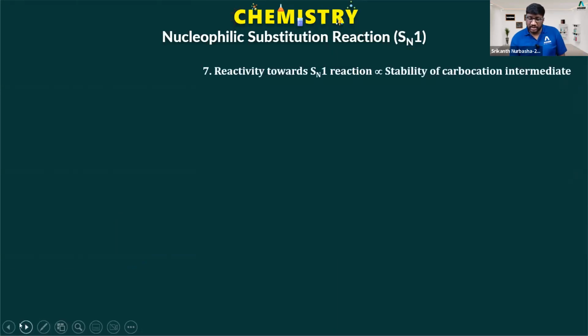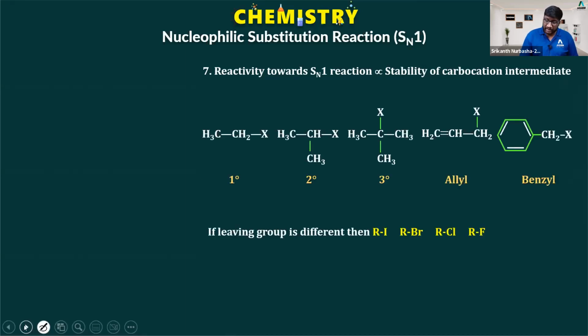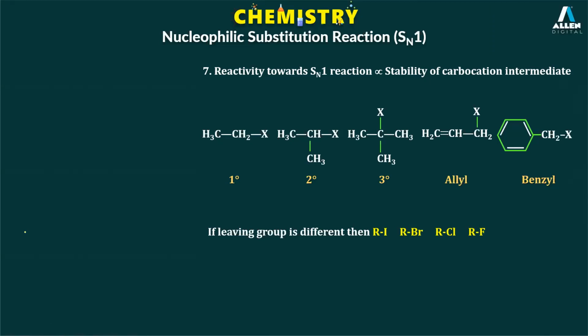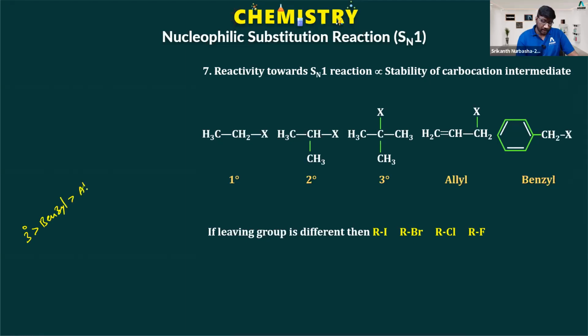Reactivity towards SN1 reaction is directly proportional to the stability of carbocation intermediates. Primary, secondary, tertiary, allyl, benzyl: which will be the more stable carbocation? Tertiary, benzyl, allyl, secondary, and then primary. This was the exception case. Why is tertiary more stable?